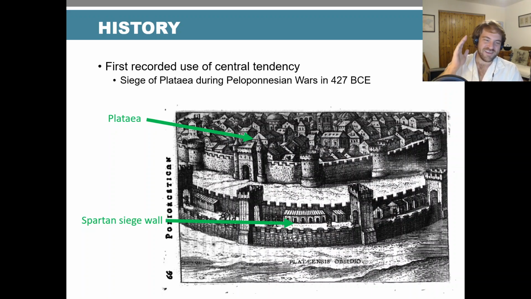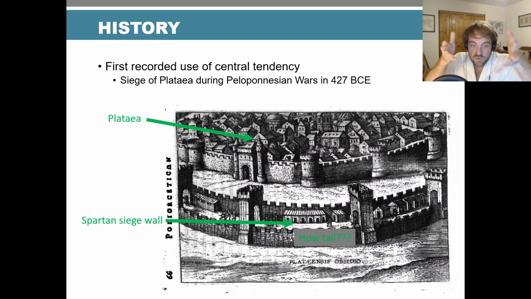So what happened was, how tall is this wall? Some people are going to make a run for it. They want to make a run for the wall after the Spartans have gotten kind of complacent. They're not looking at Plataea all the time to see where the people are who might be trying to make a run for it. They also don't think that anybody's going to try to go over the siege wall.